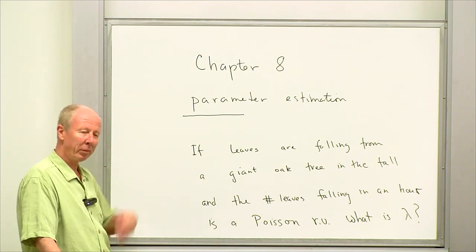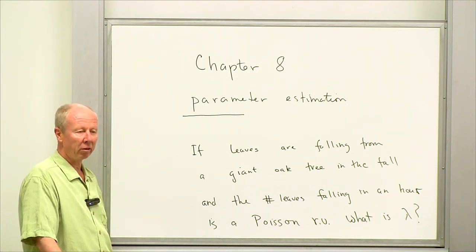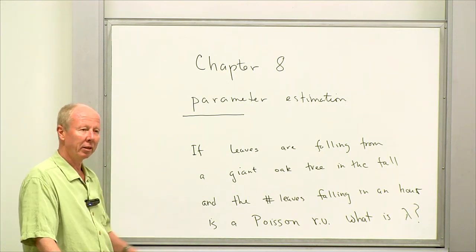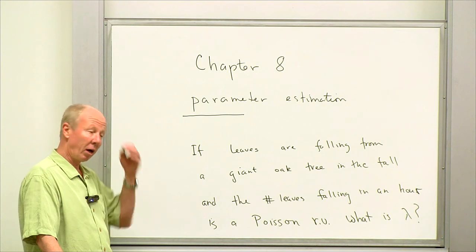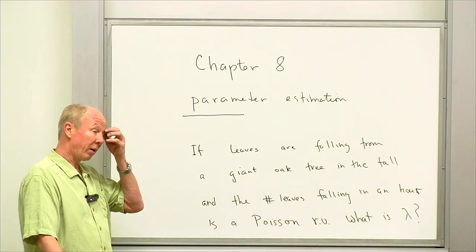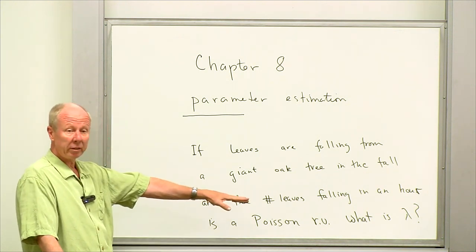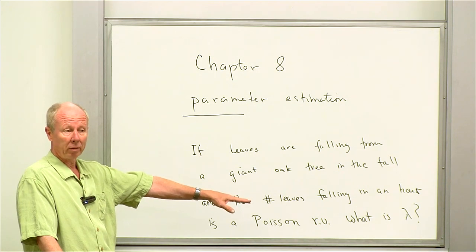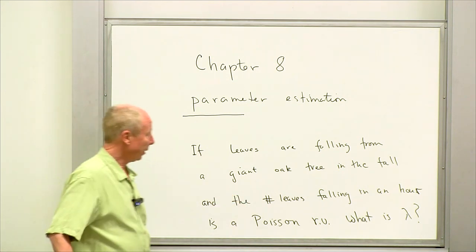Americium emits alpha particles. The number of alpha particles emitted in an hour would be a Poisson random variable. This is based on mathematical reasoning. But now, once we've decided that, we want to estimate the parameter in the Poisson random variable. Okay.